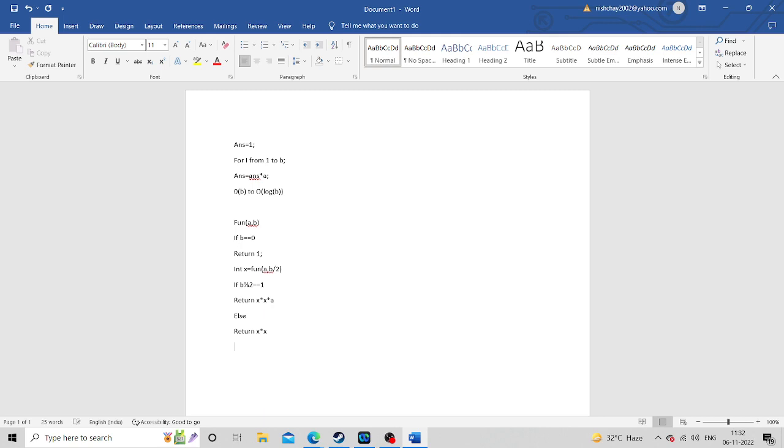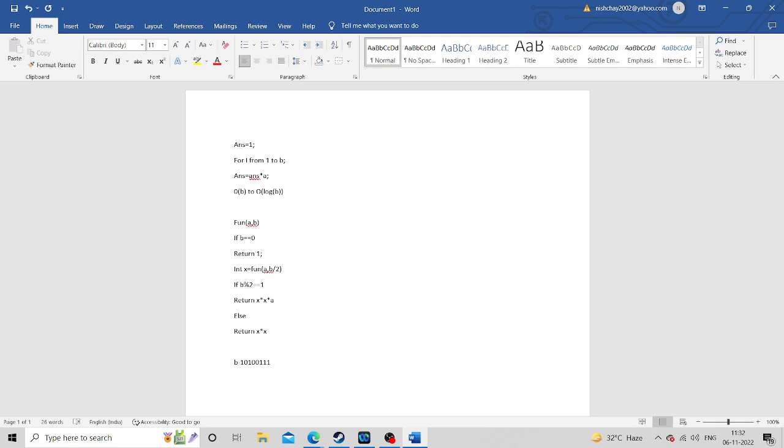Okay. So, in this way, we calculate a raised to b in time complexity O of log n. So, this is a recursive way. Now, we also have an iterative way. So, in iterative way, what we do is, we write b in its binary form. Let's say b is 10111, something like this.